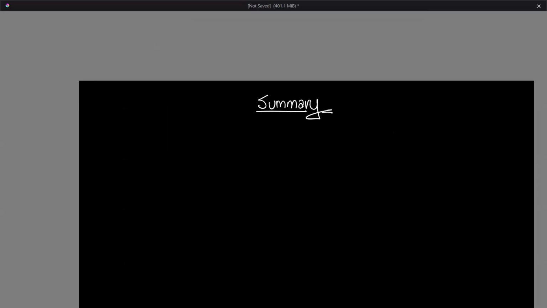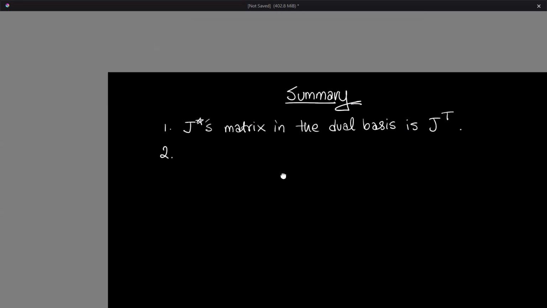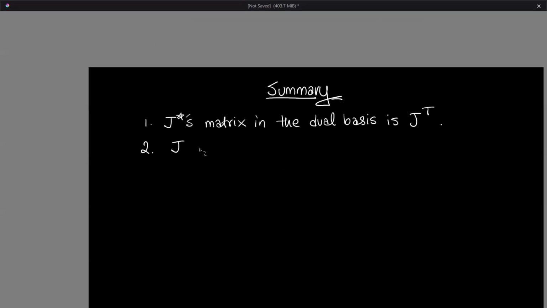Okay, so we looked at some interesting results. I think the first one that we did today was we showed that J star's matrix in the dual basis is J transpose, right? That's the first thing that we showed. Whatever J's basis is, J star's basis is assumed to be the dual basis to that. Number two, we showed that J has two eigenspaces.